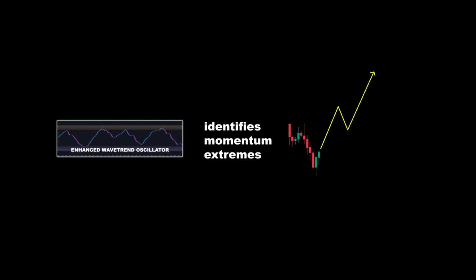The Enhanced WaveTrend oscillator identifies momentum extremes that signal potential reversals. The breaks and retests indicator provides the structural levels where these reversals are most likely to occur. The moving average filter ensures we're trading with the overall trend direction, not against it.